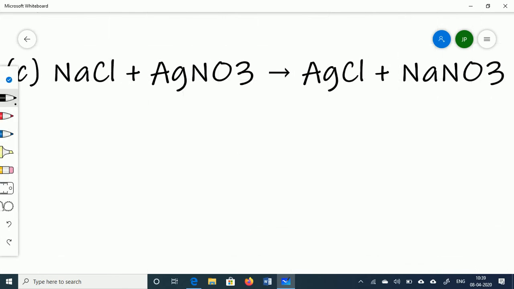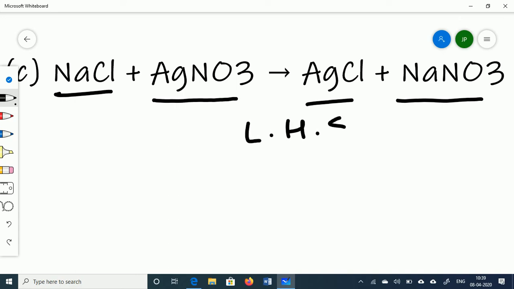Now here see, NaCl, sodium chloride, is going to react with silver nitrate and produce silver chloride plus sodium nitrate, right? Here again we will write the LHS and RHS.